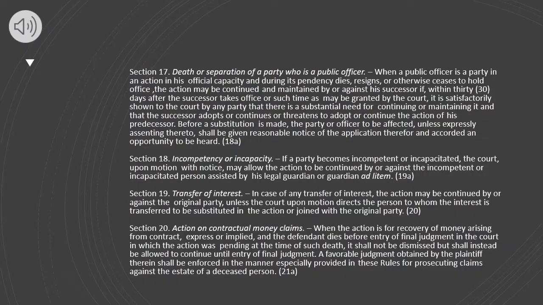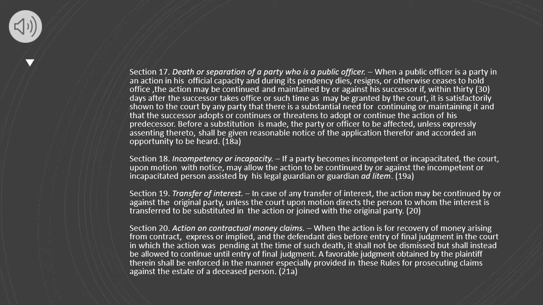Section 17. Death or separation of a party who is a public officer. When a public officer is a party in an action in his official capacity and during its pendency dies, resigns, or otherwise ceases to hold office, the action may be continued and maintained by or against his successor if, within 30 days after the successor takes office or such time as may be granted by the court, it is satisfactorily shown to the court by any party that there is a substantial need for continuing or maintaining it and that the successor adopts or continues or threatens to adopt or continue the action of his predecessor.